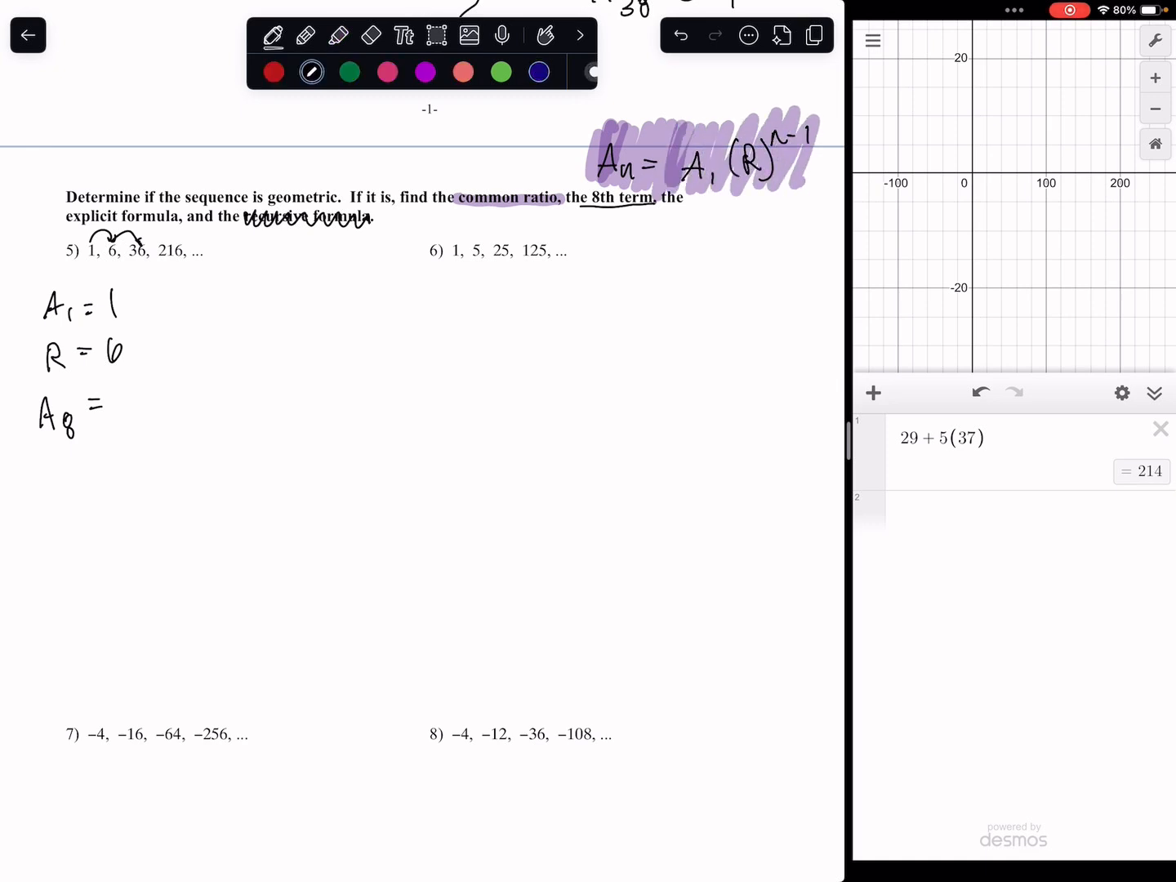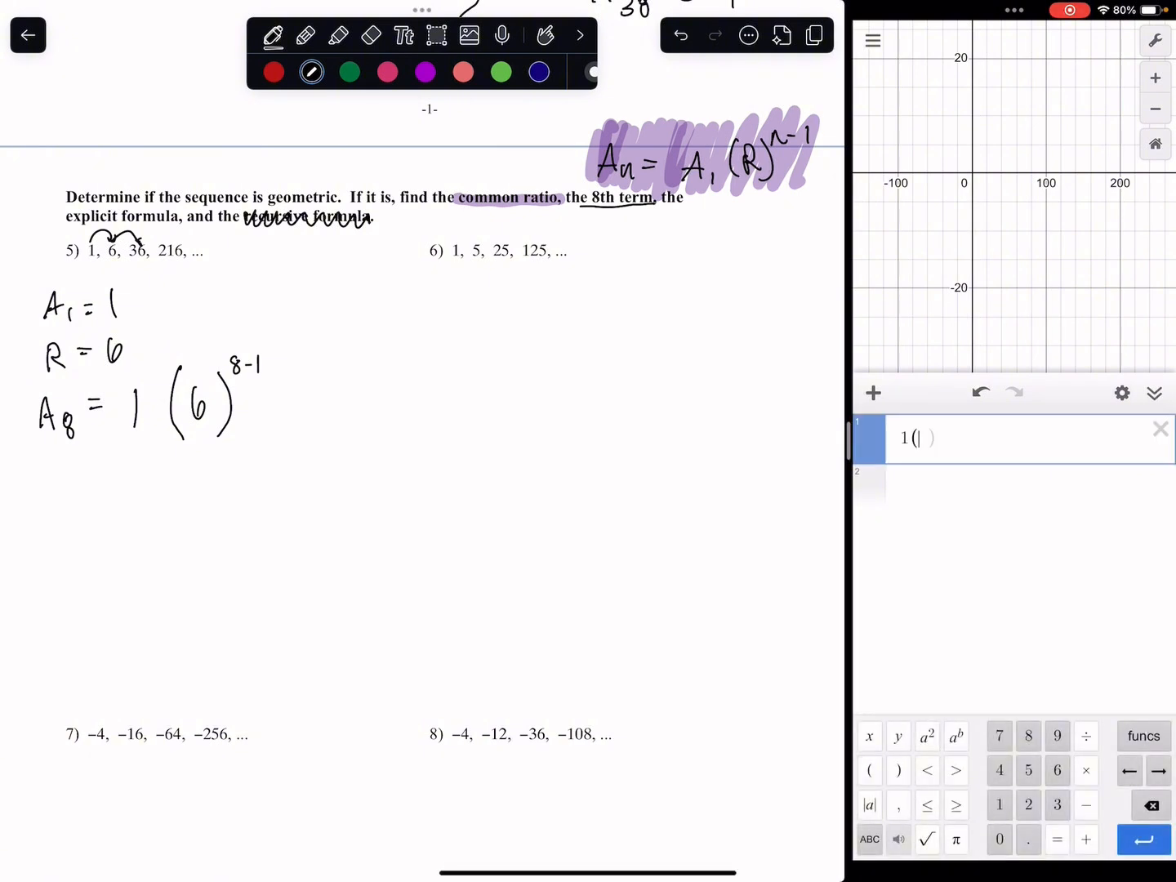All right, anyways. So A of 8, so our A of 1 is going to be 1. Parenthesis, what's our R? 6. And we're trying to find the 8th term. Or you could have just put 7 up there. And let's see what that turns out to be. 1, parenthesis, 6, close parenthesis, raised to the 7. At this rate, if you keep this pattern up, keep multiplying by 6, when you get to your 8th term, it's going to be 279,936.